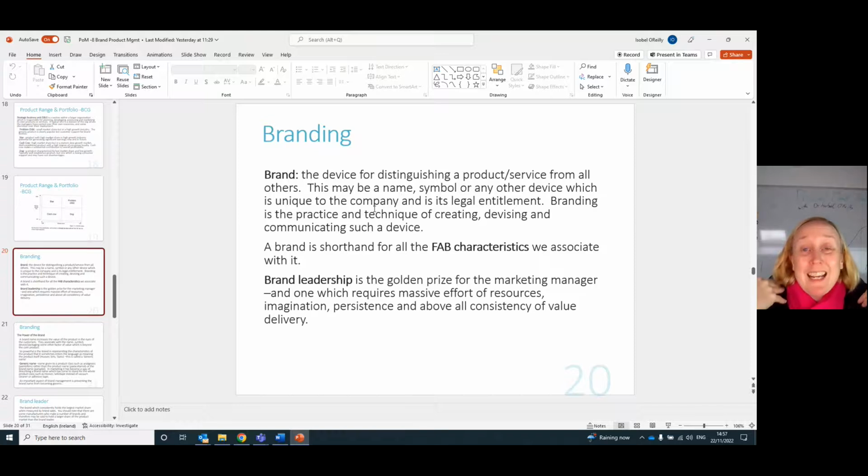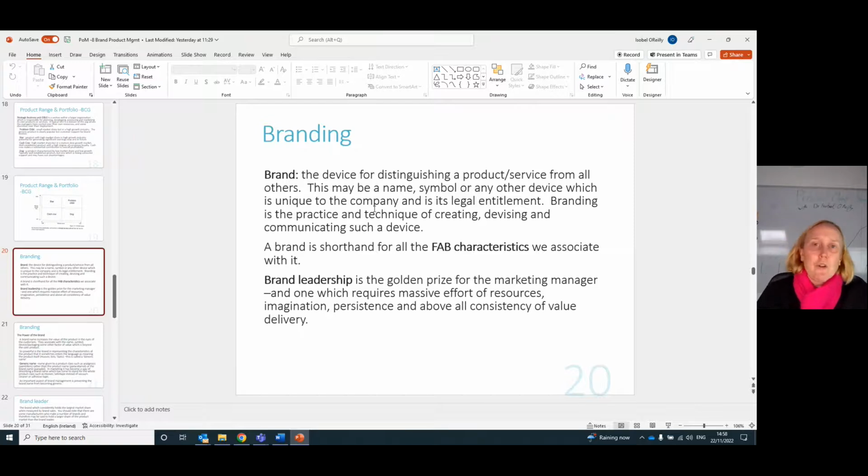So brand leadership is what we're aiming for with our marketing strategies. It's the golden prize for a marketing manager, one which requires massive effort, resources, imagination, persistence, and above all, consistency of value delivery. So for a strong brand, we always start with a good product. As I've said many times, we're not in this business to con anyone, and we're not going to be around very long if we start off with a faulty product.